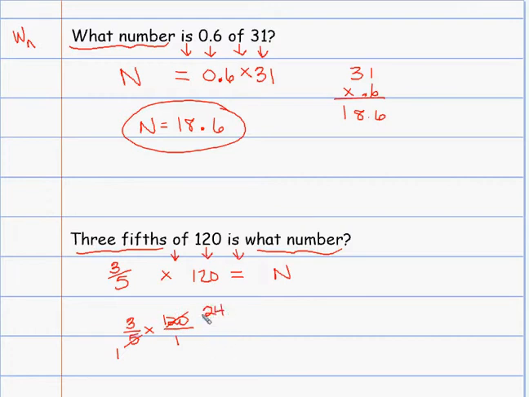5 into 120 is 24. So 3 times 24 is 72. 3/5 of 120 is 72. Now, 3/5 is not the whole amount, right? It's less than that, so I know that my answer should be less than 120. I get 72. My calculation could be off, but at least my answer seems reasonable.